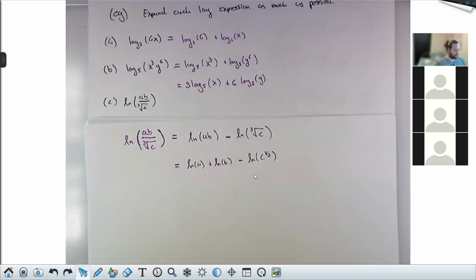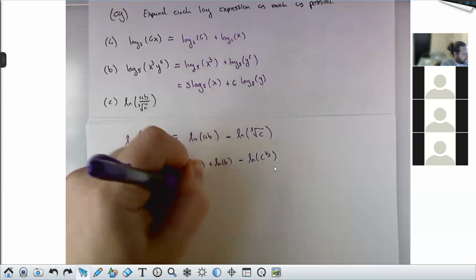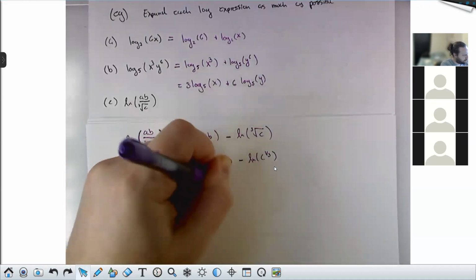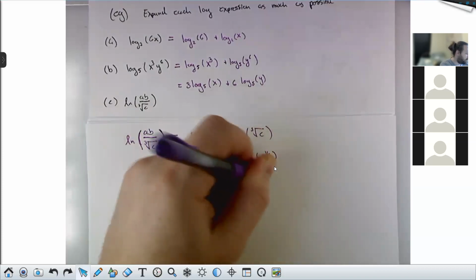The final move here would be to manage this 1/3 power inside. All right, the ln of c to the 1/3, everything else staying the same. The ln of c to the 1/3 is 1/3 times the ln of c.